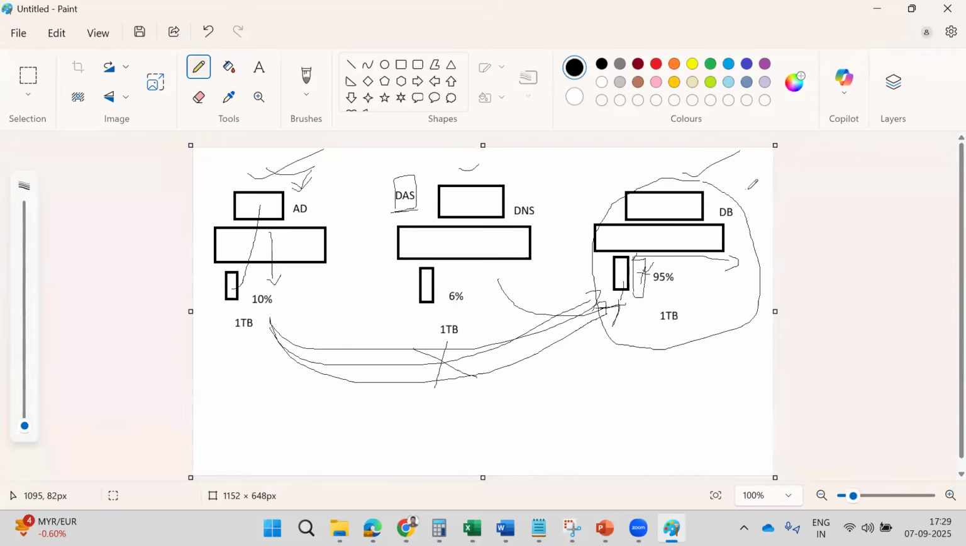What is the problem here? Here it needs more storage. Here I'm wasting more storage. Here I'm wasting more money. Here I need to invest more money to get more storage. So my data center is not properly designed and not properly sized.